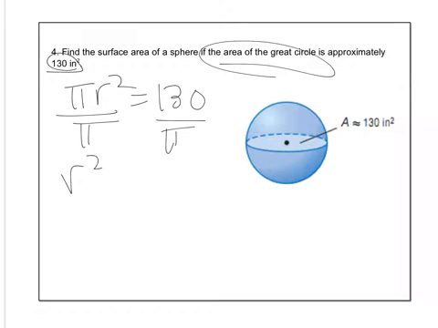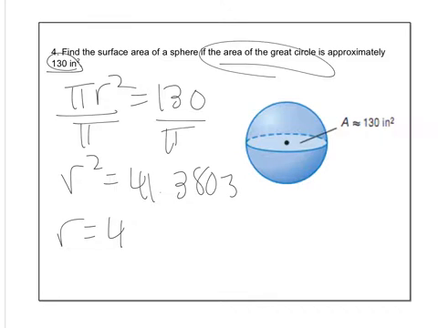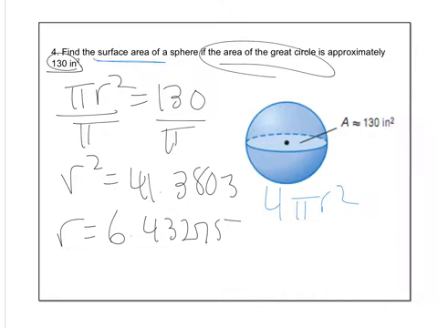And so r squared equals 41.3803. So if I take the square root of that, I get my radius to be 6.43275. So now when I go to figure out the surface area, that's 4 pi r squared. So if I turn around and square that, I get 4 times pi times 41.3803.